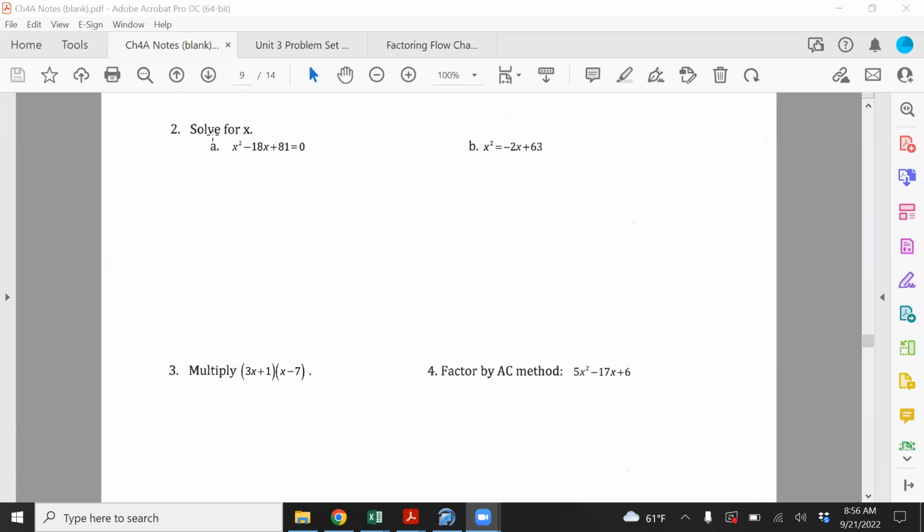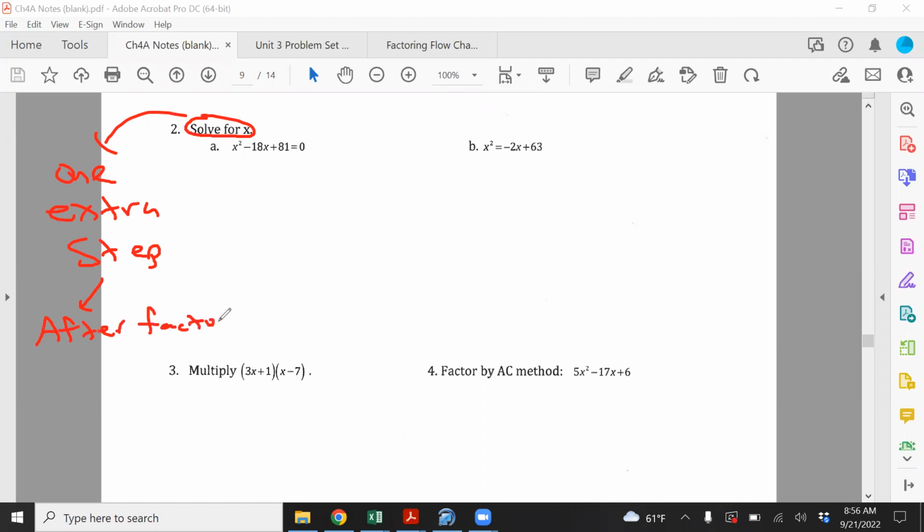Now, if you're asked to solve, you just get one extra step. After factoring, you set each factor equal to 0. So it's just the same as we've done before. Not that hard. If you want to do the diamonds, that's fine.